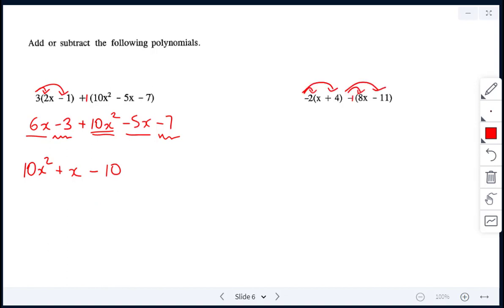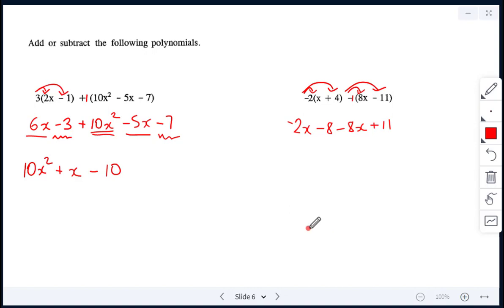All right, for this next question, we have the negative 2 in front of this first bracket, so everything inside the bracket is going to get multiplied by negative 2. So negative 2 times x becomes negative 2x, and then negative 2 times positive 4 becomes negative 8, or minus 8. Next, we have the negative on the outside. We assume it's a negative 1, multiplying everything inside that second bracket. So signs are going to change. This is a positive 8x, that's going to become minus 8x. And then this will become a positive 11.